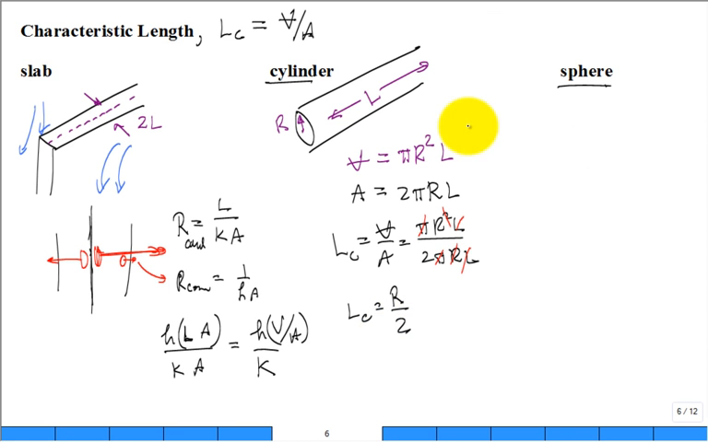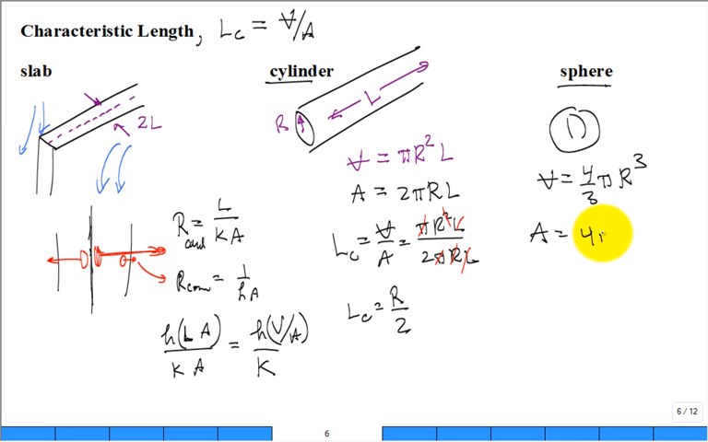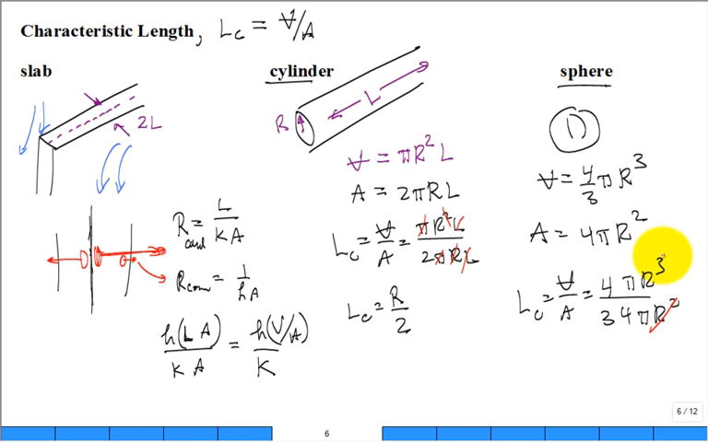Let's do it for a sphere. So we have the sphere, and we say, what's the volume? Oh, this is the hard part. 4/3 pi r cubed. What is the surface area? 4 pi r squared. The characteristic length, the volume to area ratio, comes in 4/3 pi r cubed over 4 pi r squared. The r squareds cancel, the pi's cancel, the 4 cancel.